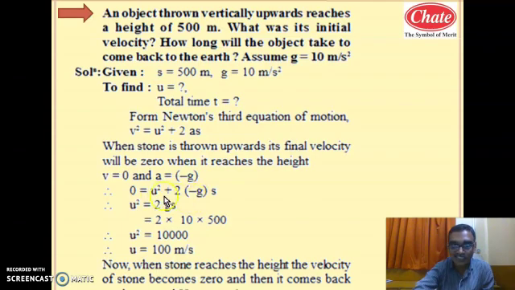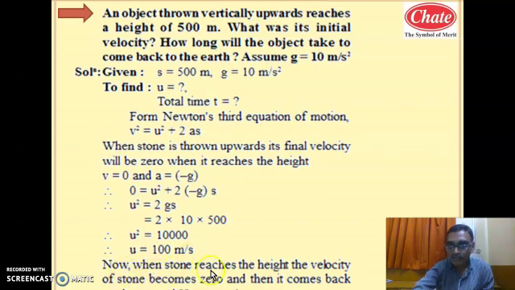By minus g, because here the initial velocity is not 0 but the final velocity becomes 0, minus g into s. So this equation will become u square equal to 2gs, shifting this negative term to this side. Substituting the values, g value is 10 and displacement is 500, it will give u square equal to 10,000. So the square root of this is 100. So the initial velocity is 100 meter per second.